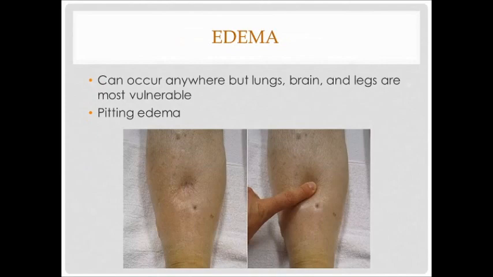Edema is an accumulation of fluid in the body. It can occur anywhere, but the lungs, brain, and legs are most vulnerable. Edema can be a sign of a lot of serious diseases, especially congestive heart failure. This is when you would find a lot of edema in the lungs and also in the legs. Pitting edema, like is shown in these pictures, is when you can press your finger into a spot that's edematous and you would leave a fingerprint behind. It has that much fluid in it.